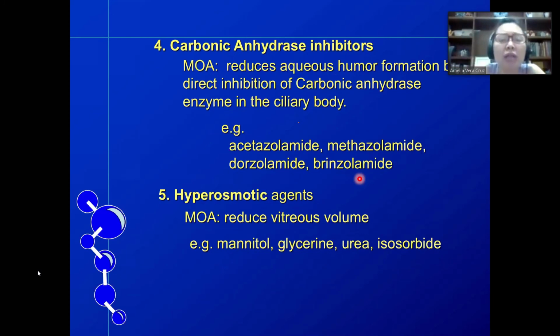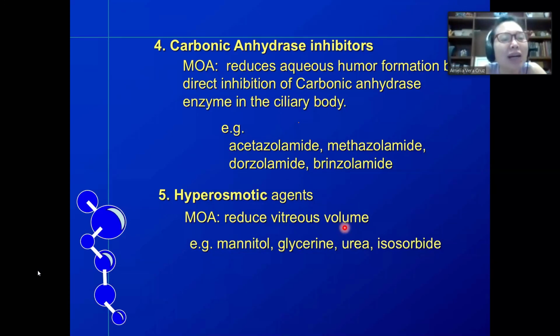Later, then we will discuss muna the hyperosmotic agents. Your hyperosmotic agent does not decrease the aqueous humor formation, nor does it increase your aqueous humor drainage. Wala doon ang effect niya. Ang gagawin niya is, it will shrink your vitreous. It will remove water from your vitreous chamber, okay? Thereby decreasing the volume of your globe.